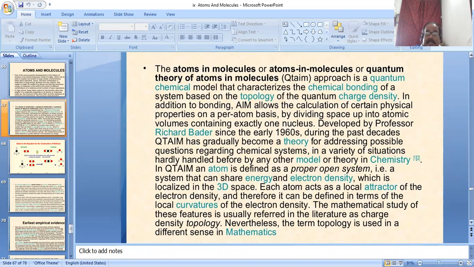Each atom acts as a local attractor of the electron density, and therefore it can be defined in terms of the local curvature of the electron density. The mathematical study of these features is usually referred to as charge density topology. Nevertheless, the term topology is used in a different sense in mathematics.